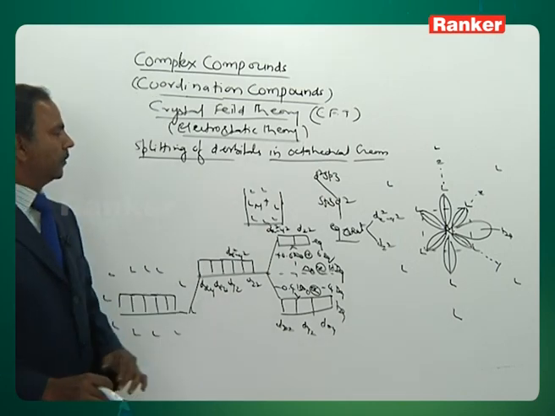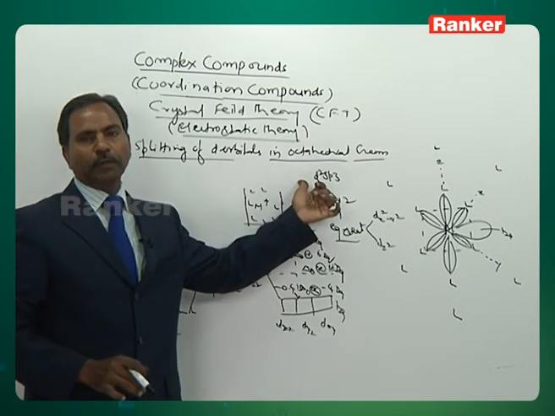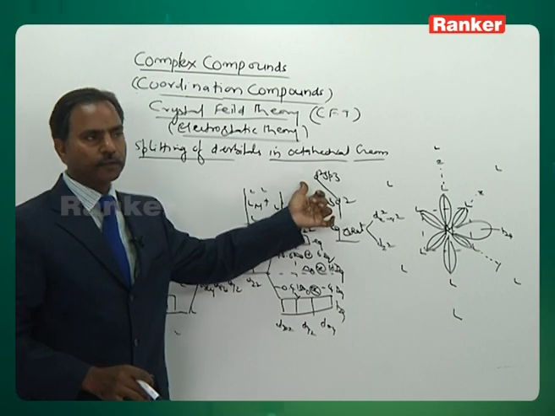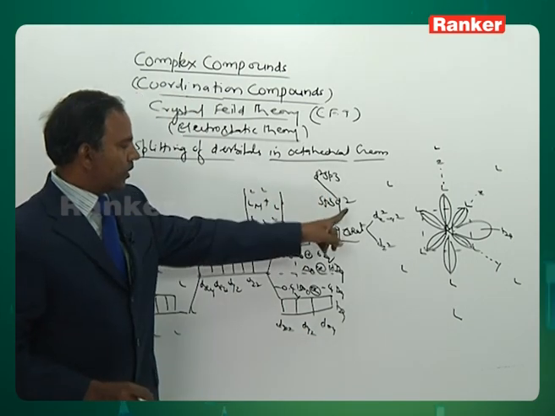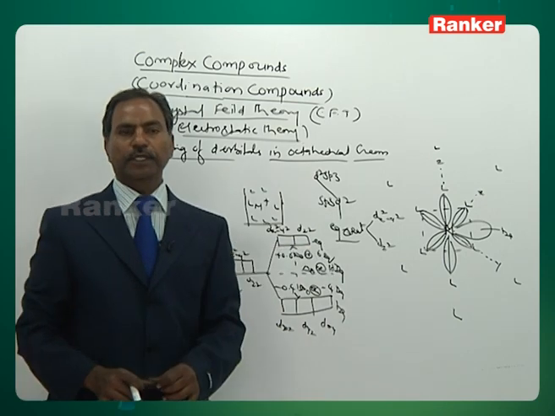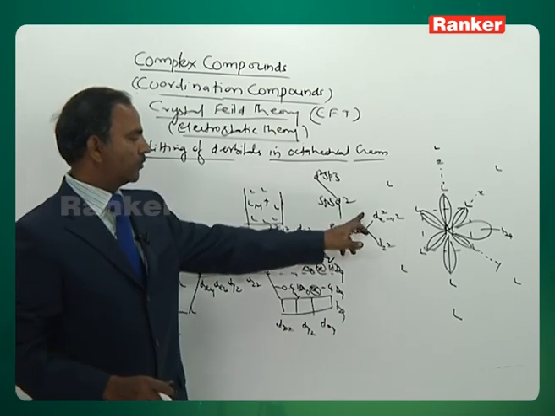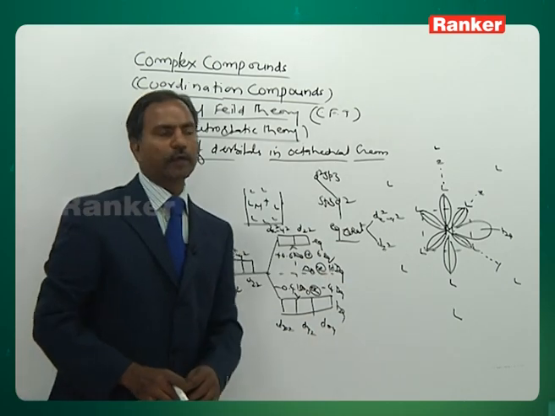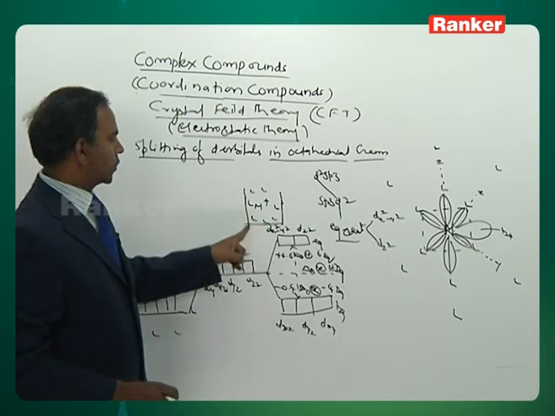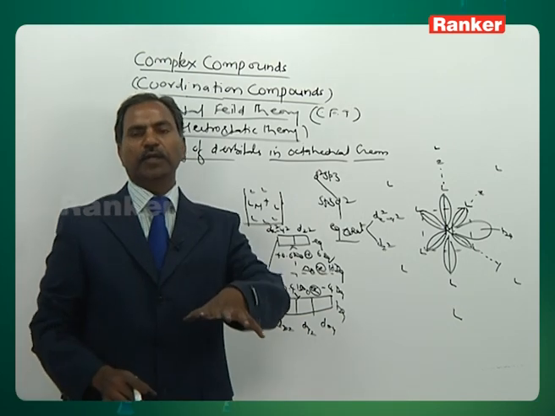Once again listen to me. The possible hybridization in octahedral geometry is d2sp3 or sp3d2. The two d orbitals involved in hybridization are the eg set of orbitals, that is dx square minus y square and dz square. Whenever a metal ion is put into ligand solution, all the ligands are approaching toward the metal ion in a spherically symmetric geometry.